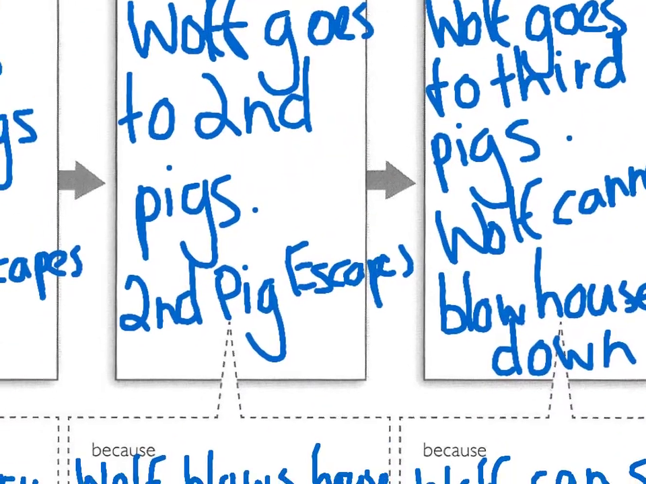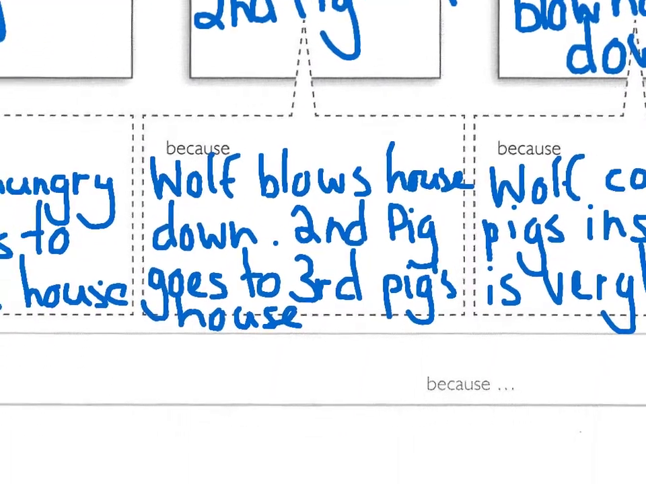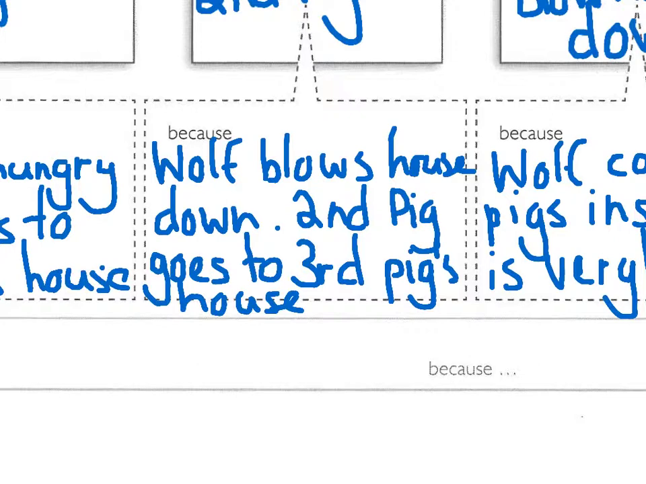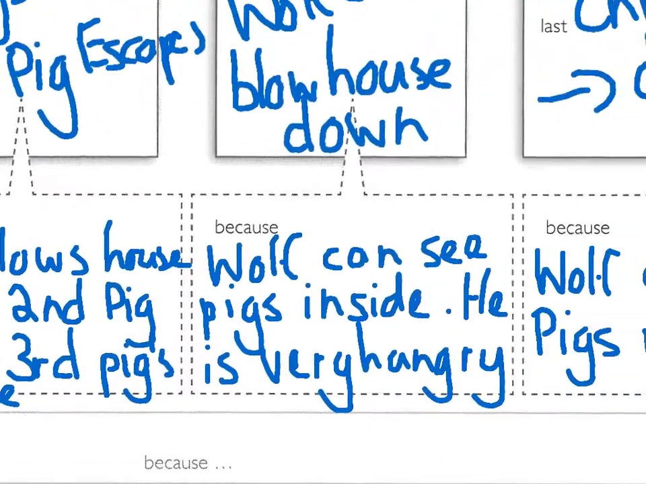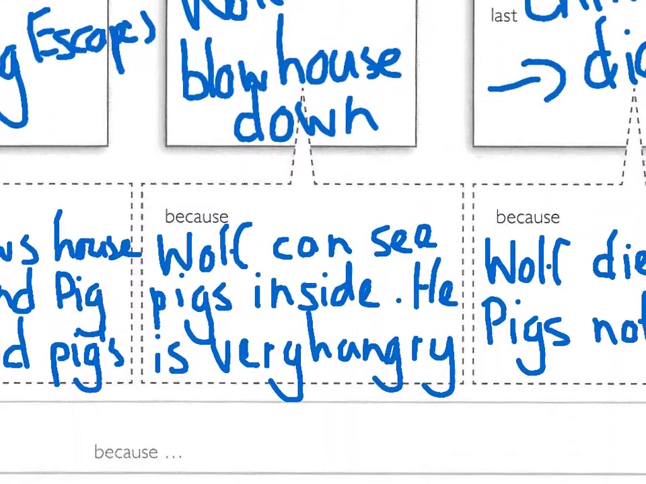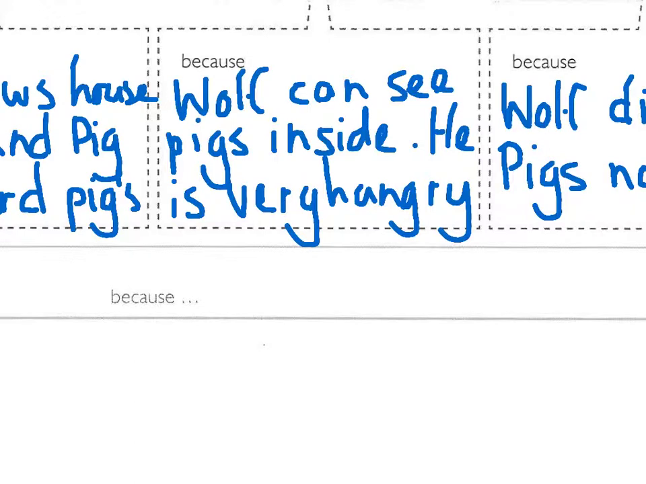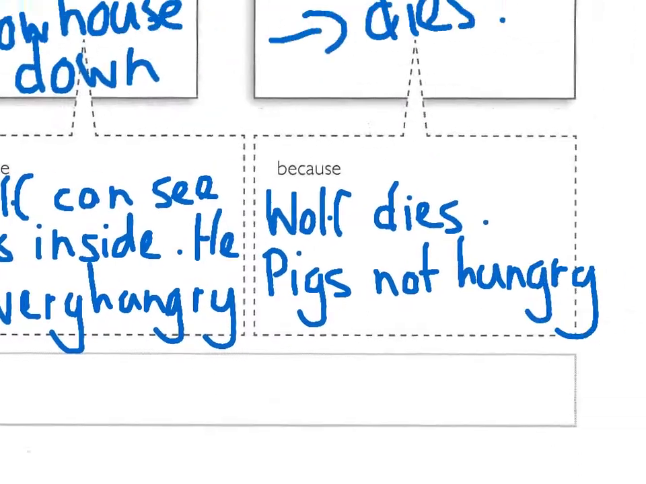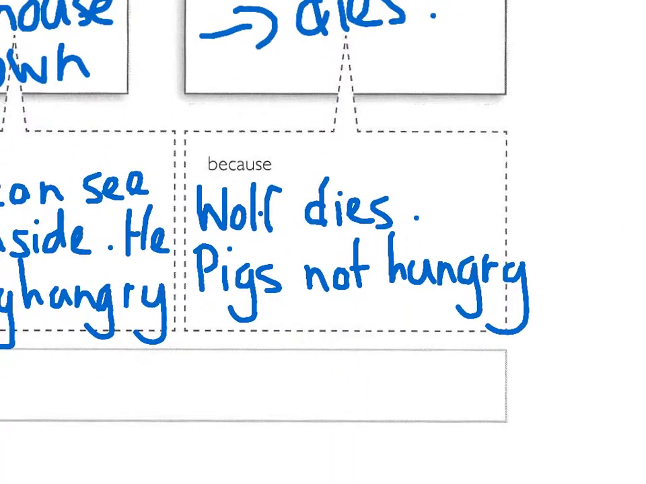The second one being the wolf goes to second pig's and the second pig escapes. Important again because the wolf blows the house down, but the second pig goes to the third pig's house. This then leads the wolf to go to the third pig's house because he knows there's 3 pigs there. And then the final bit, obviously he cannot blow the house down. He can see the pigs inside. He's becoming desperate because he's getting really hungry and he's not had a chance to eat. And the fact that the wolf dies is an important event in the story because there's no longer a threat to the pigs, and the pigs are no longer hungry.